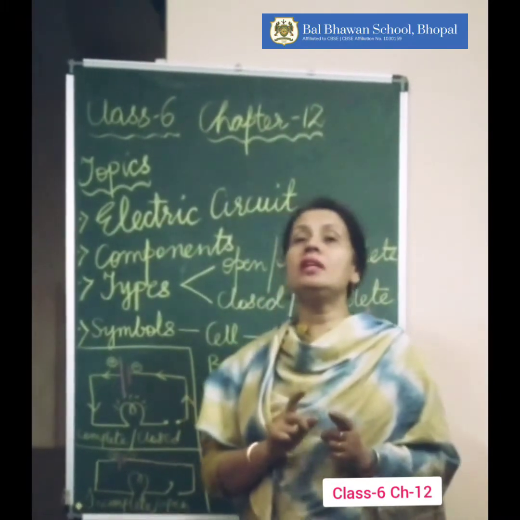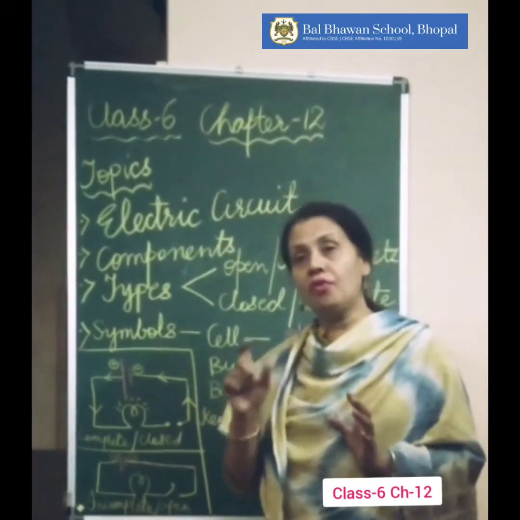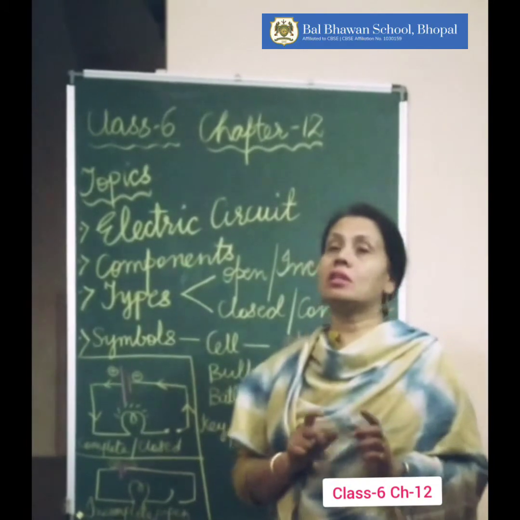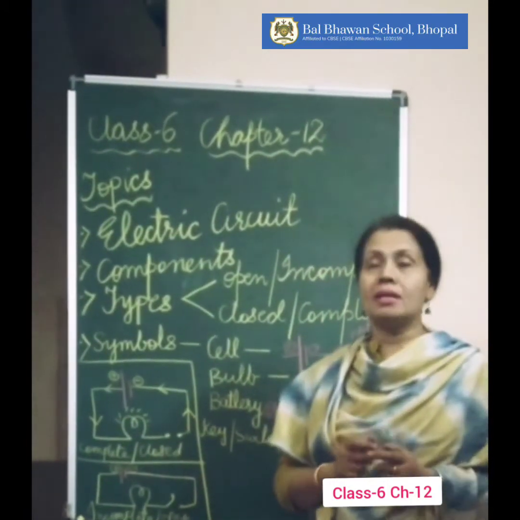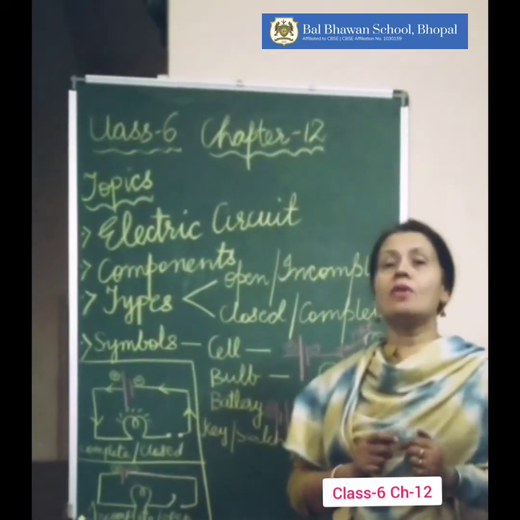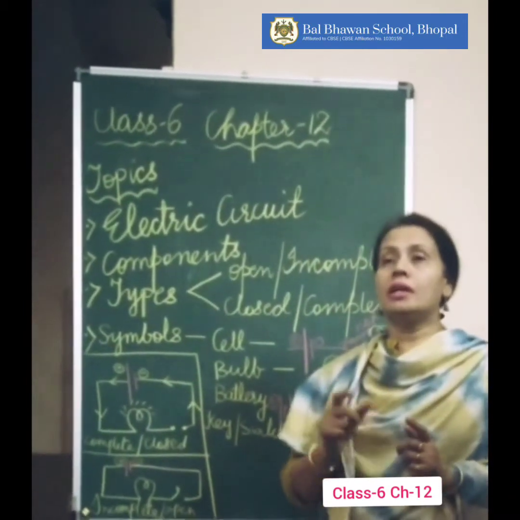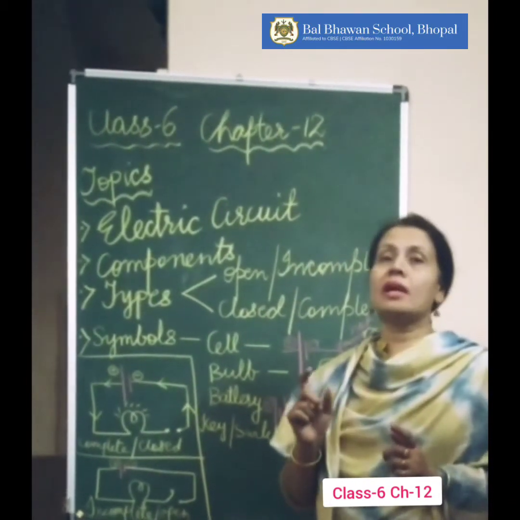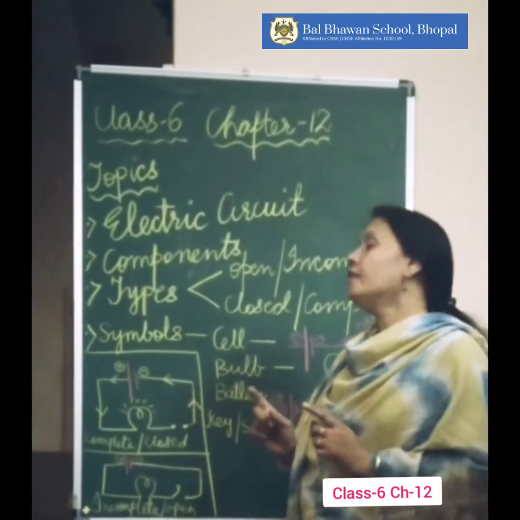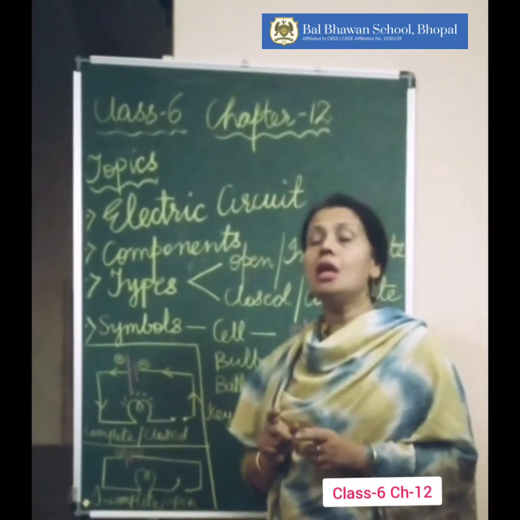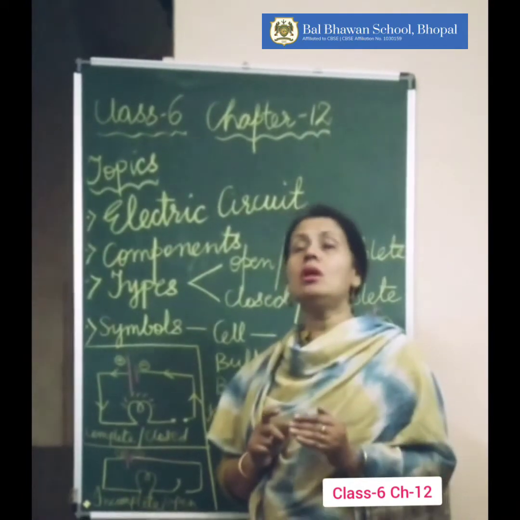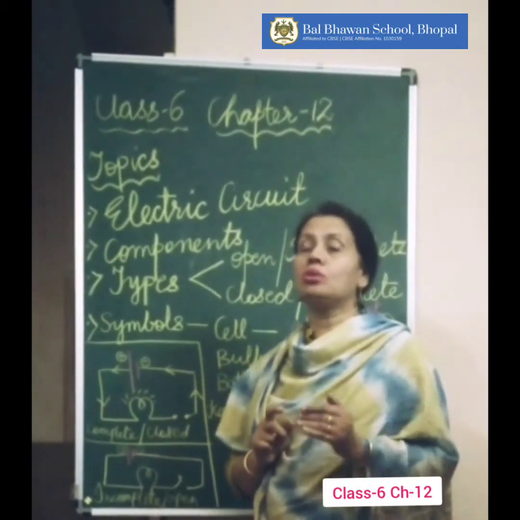Second, we need this electric current to flow through conducting wires. Conducting wires are made of metals because they are good conductors of electricity. Then we have a bulb or the gadget which works when electric current flows through it. And then we have a switch or a key which will control the flow of electric current through the circuit.